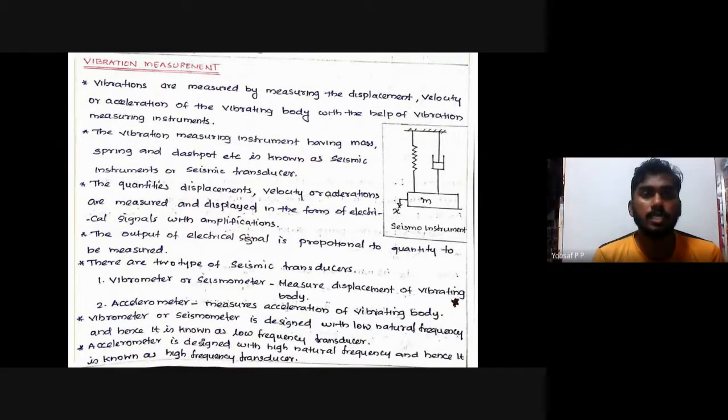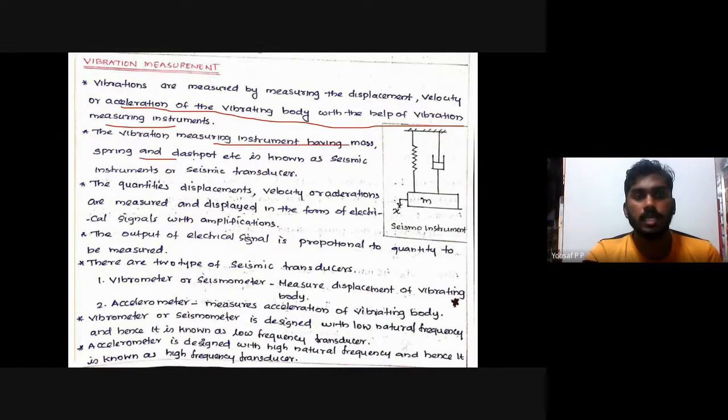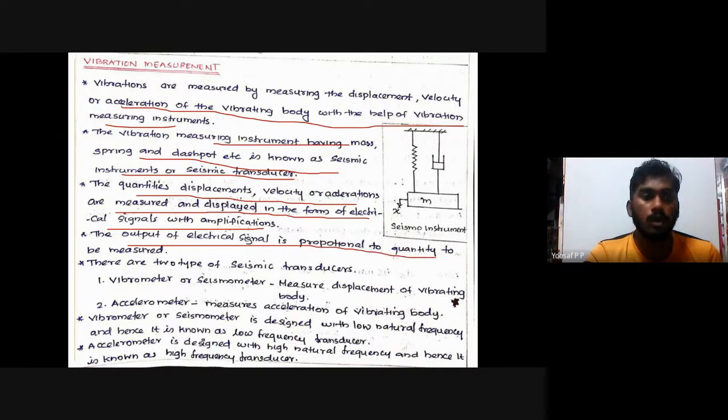Seismometer. Vibrations are measured by measuring the displacement, velocity or acceleration of the vibrating body with the help of a vibration measurement instrument. The vibration measuring instrument having mass, spring, dashpot, etc. is known as a seismic instrument or seismic transducer. The quantities displacement, velocity or acceleration are measured or displayed in the form of electrical signals with amplification. The output electrical signal is proportional to the quantity to be measured.